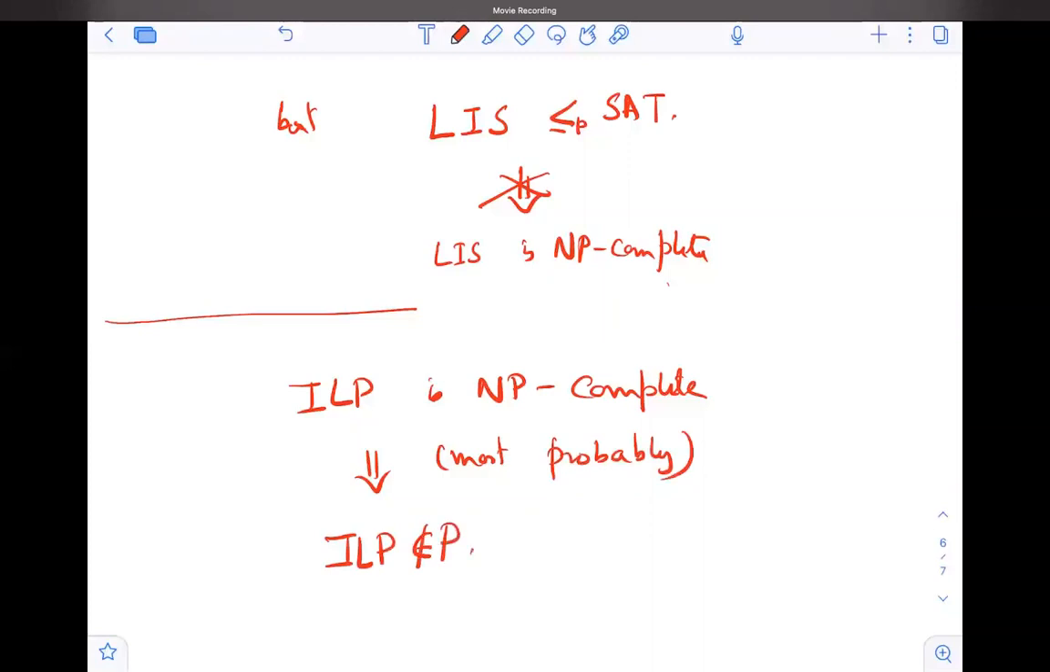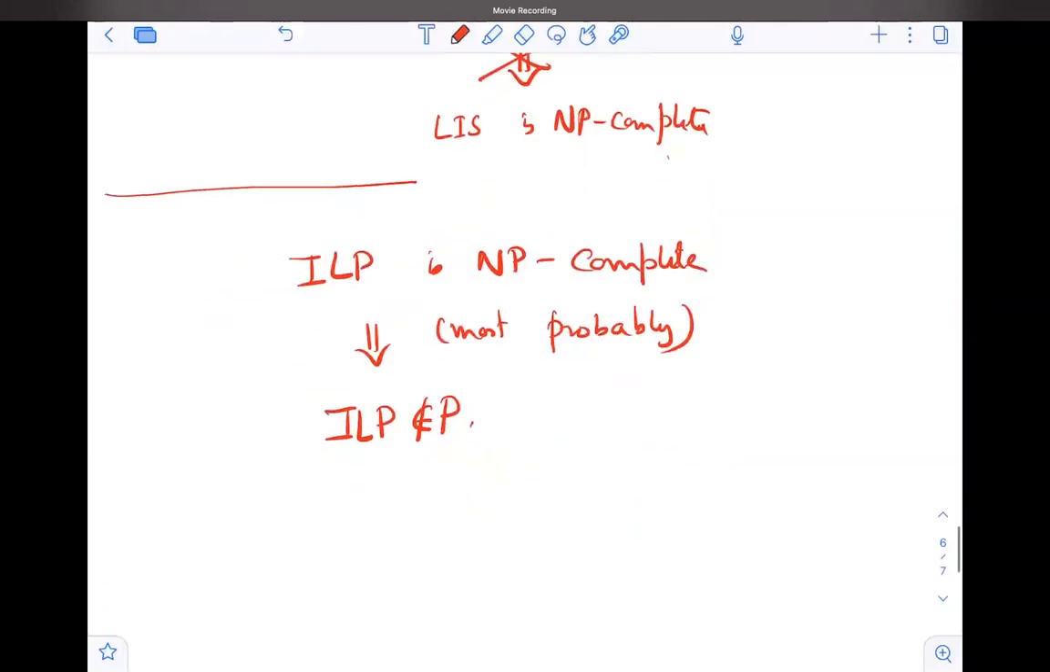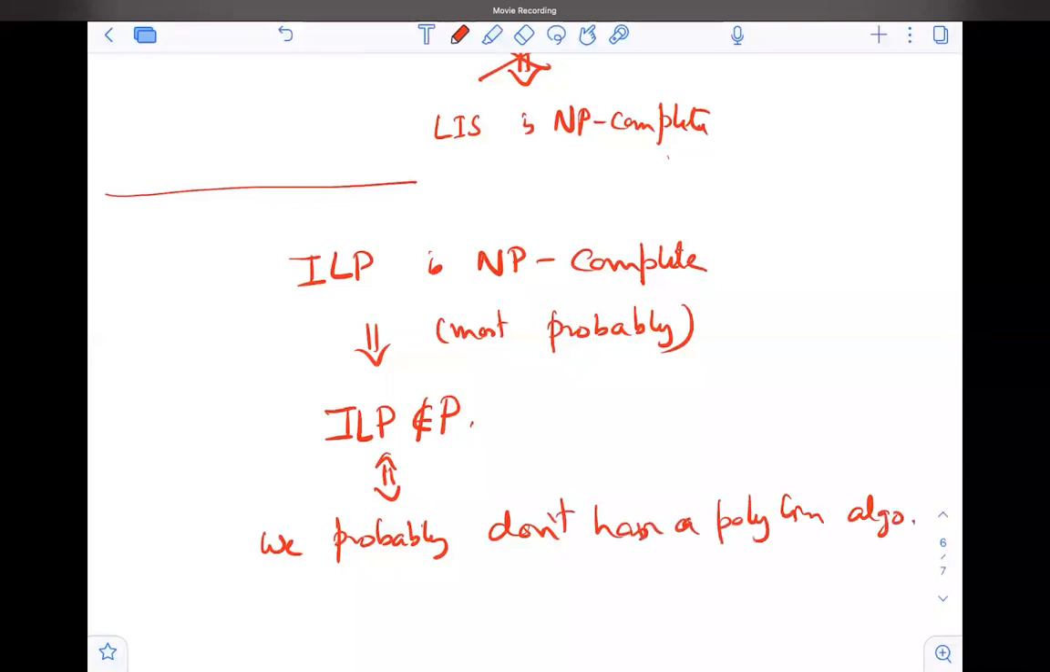What does it mean? Can somebody explain what this statement means? So that we probably won't be able to find a polynomial time algorithm to solve this. Okay, so good. So what is a polynomial time algorithm? Which basically means that we probably don't have a polytime algorithm. Right. What does it mean?